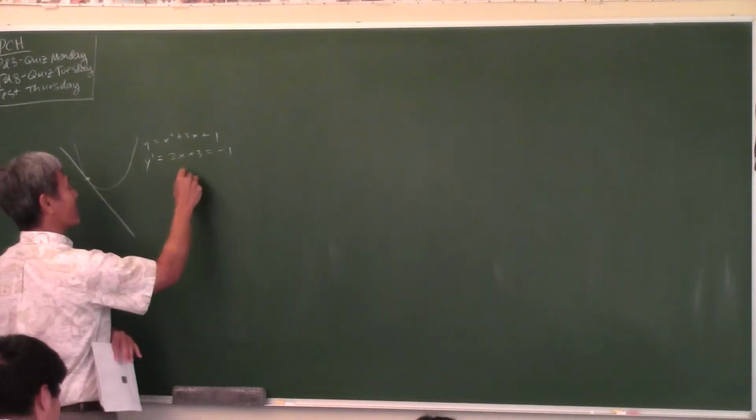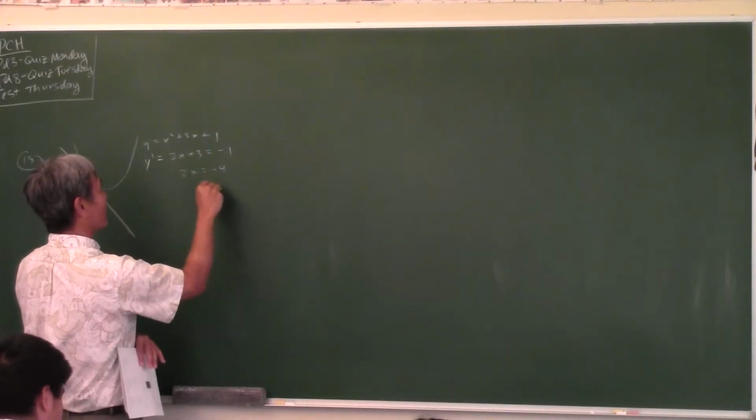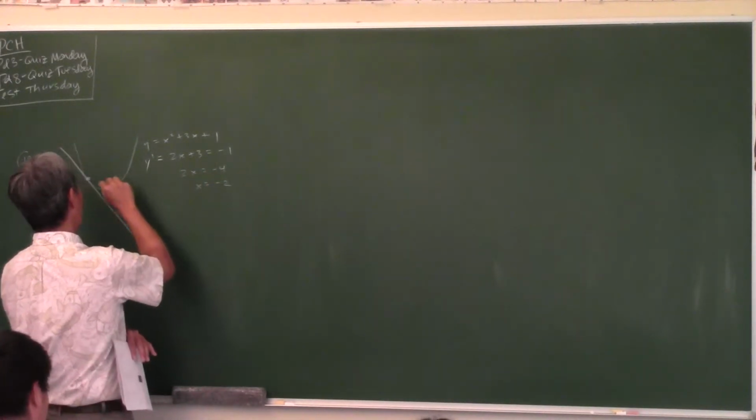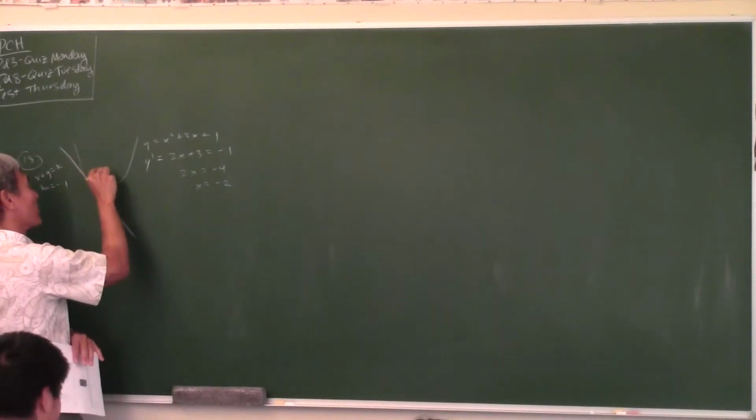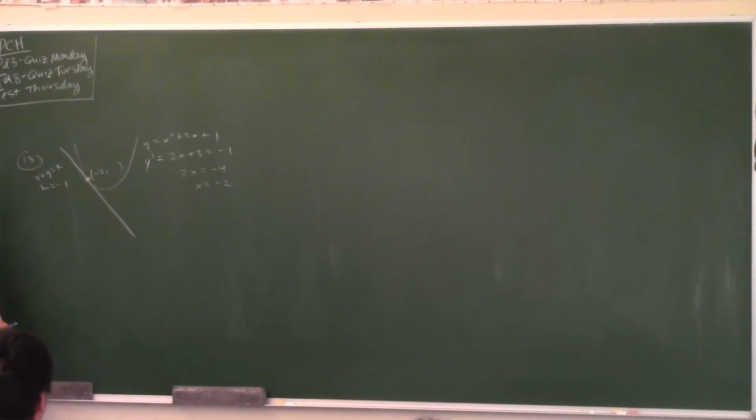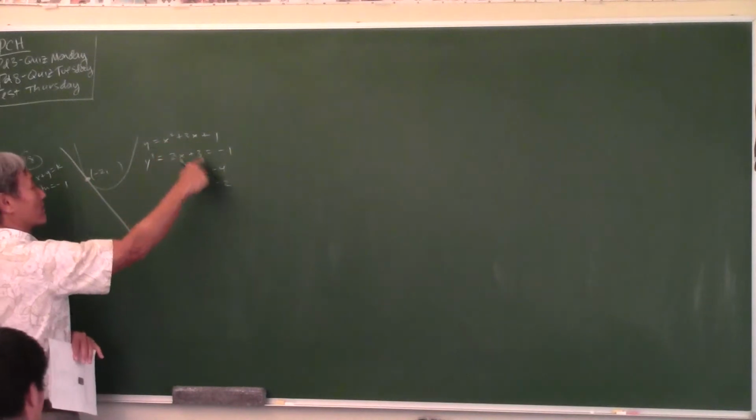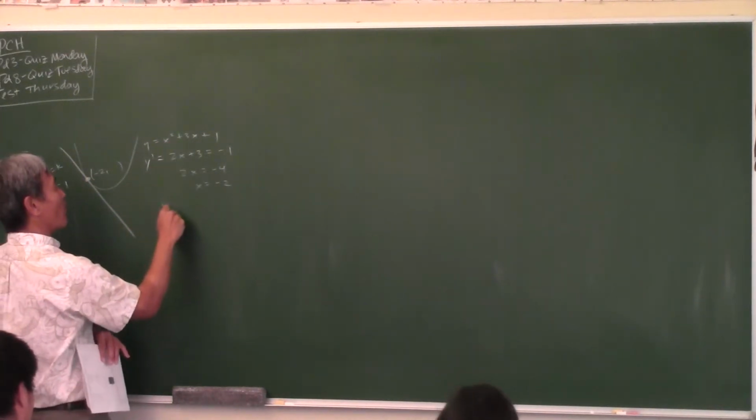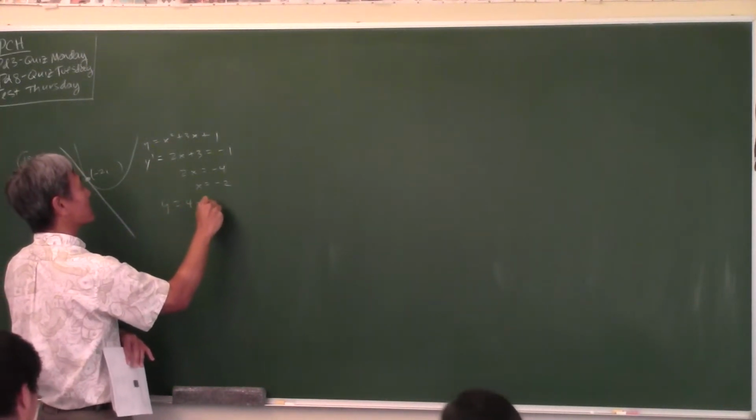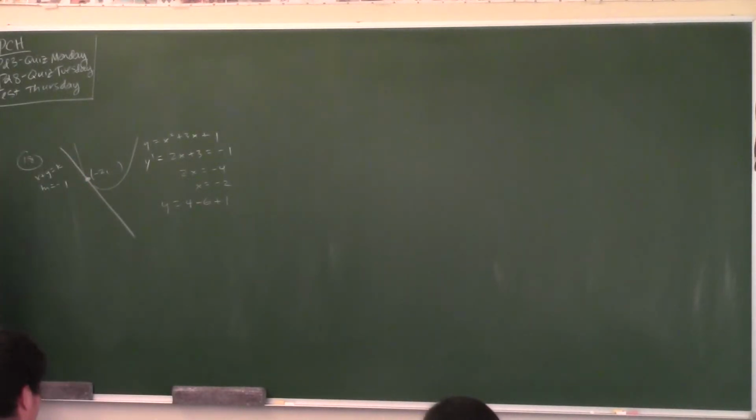Well, if you solve this equation, you get 2x equals -4, x equals -2. So the x coordinate of this point is -2. How do I find the y coordinate? You plug it back in. So if I plug -2 back in, you get y equals 4 minus 6 plus 1, which is -1. Now can I find the value of k?